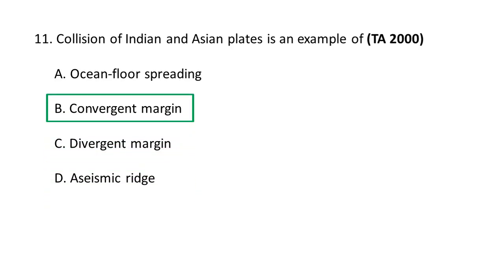Convergent margin. The collision of Indian and Asian plates is an example of convergent margin. The Indian and Eurasian plates are both continental plates, and when they collided, the Earth's crust crumpled and pushed upwards, forming the Himalayan mountains. This is an example of a convergent boundary where two tectonic plates collide. B is the correct option.